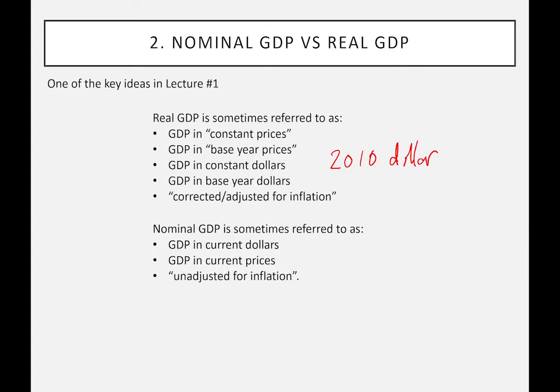If, on the other hand, they refer to current dollars or current prices or unadjusted for inflation, then that means they're referring to nominal GDP.